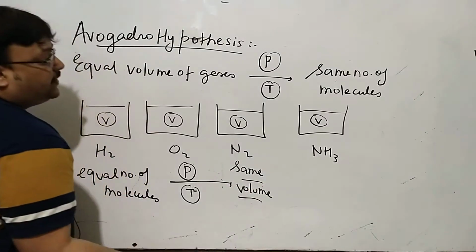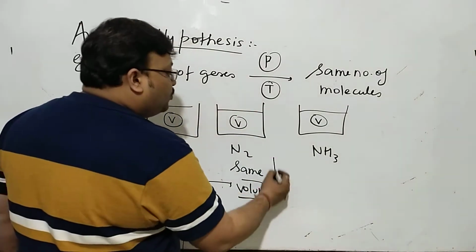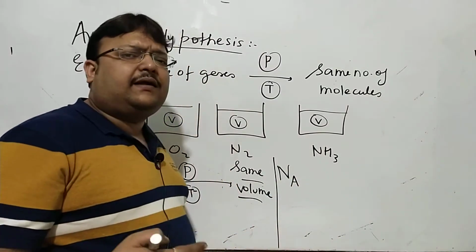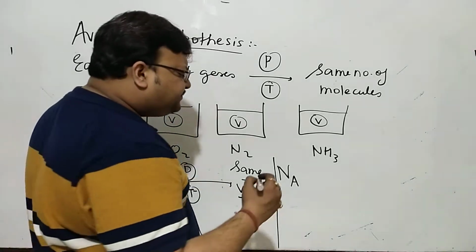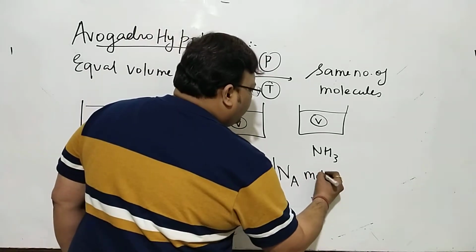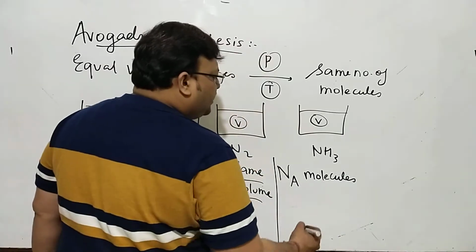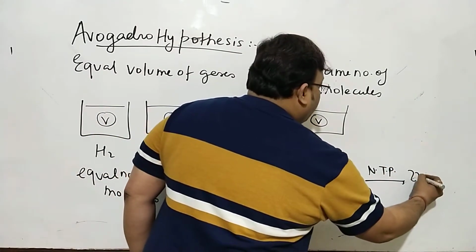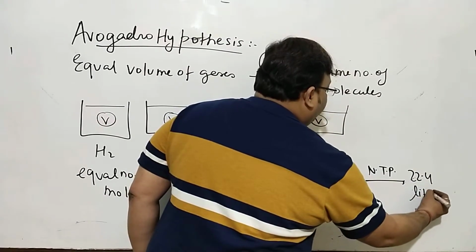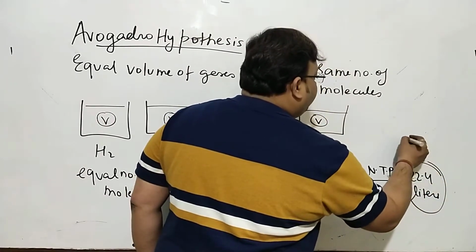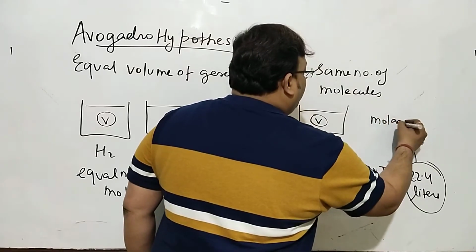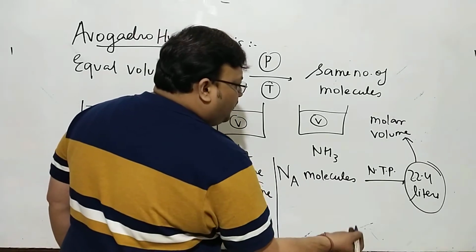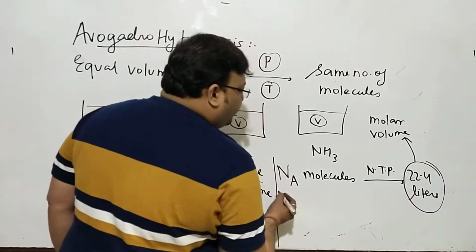And in gaseous state we can prove that Na particles, atoms if it's an elemental gas like an inert gas, or molecules more often than not at NTP, will occupy 22.4 liters. This is popularly referred to as the molar volume. So 22.4 liters is the volume of Na molecules.